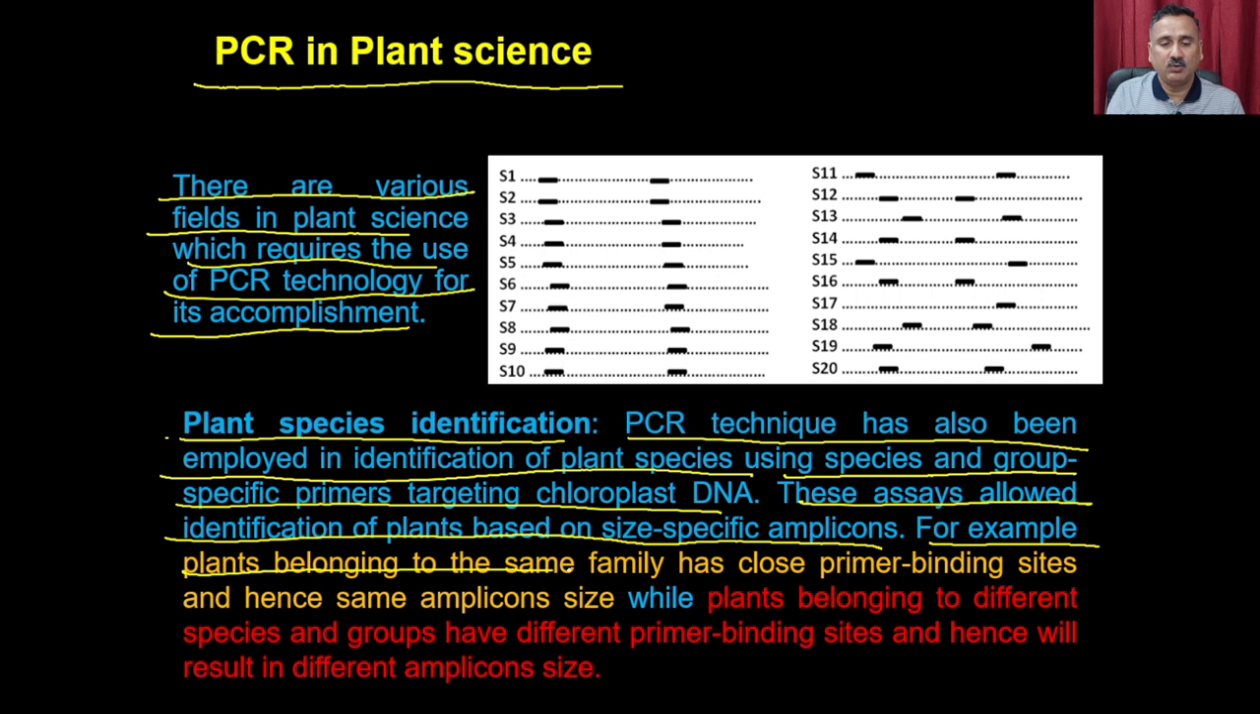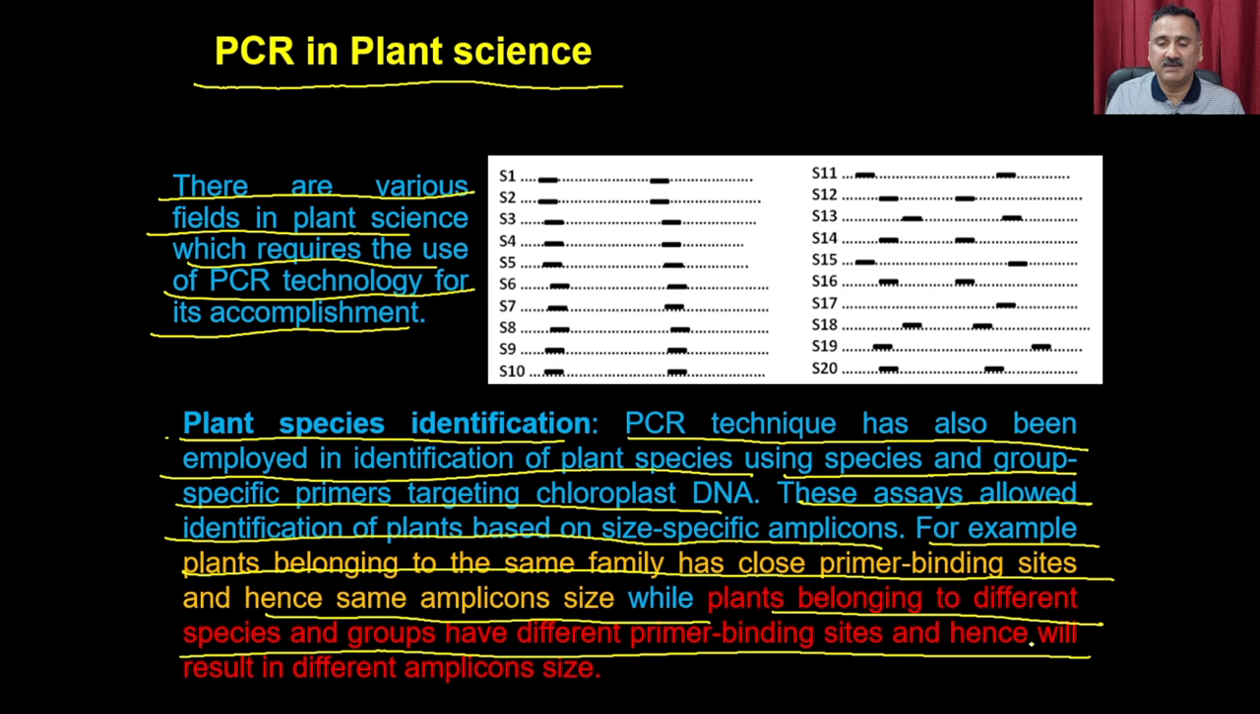These assays allow the identification of the plant based on the site-specific amplicon. For example, plants belonging to the same family have close primer binding sites and hence the same amplicon sites, whereas plants belonging to different species and groups have different primer binding sites and hence will result in different amplification sites. For example, in this case, what you see here is that all these species like S1, S2 and S10 are very close because their amplicon size is very small, or their amplicon size is similar. Whereas in this case, when the amplicons are widely distributed, they may not be close enough, right? And that's why when you do the PCR, you are going to see the amplicons coming from S11 to S20 different, and that can be used very nicely to know which one is the close relative and which one is the distant relative.